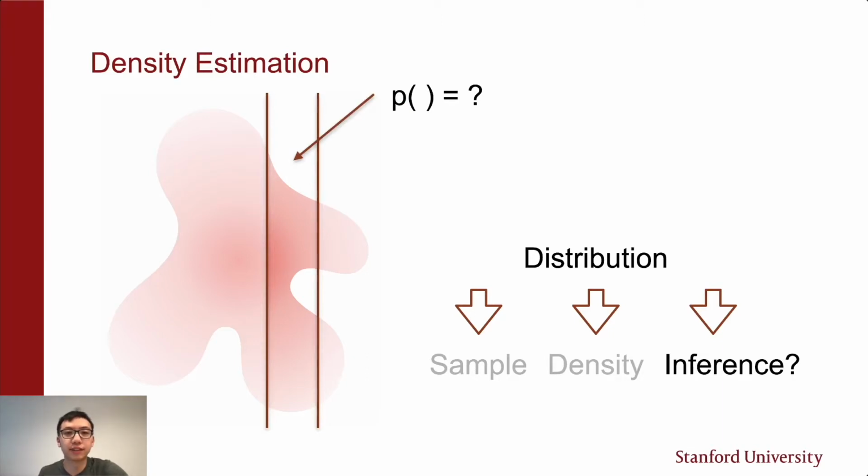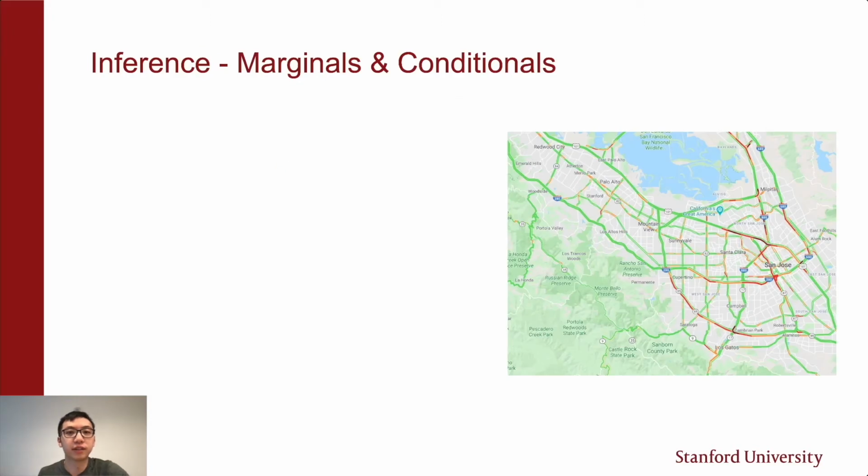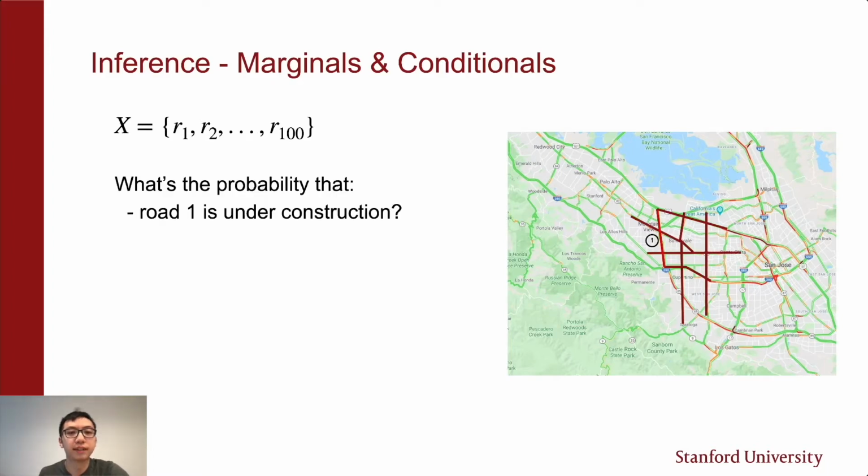Probabilistic inference queries such as these, or marginals and conditionals, can be useful for various applications. For example, consider that we've learned a distribution over roads on a map, as shown here, where we have roads 1 to 100. We might be interested in the query, what's the probability that road 1 is under construction? This simple query actually requires us to marginalize out over all the auxiliary variables. In this case, this is roads 2 to 100, and doing this can be intractable.